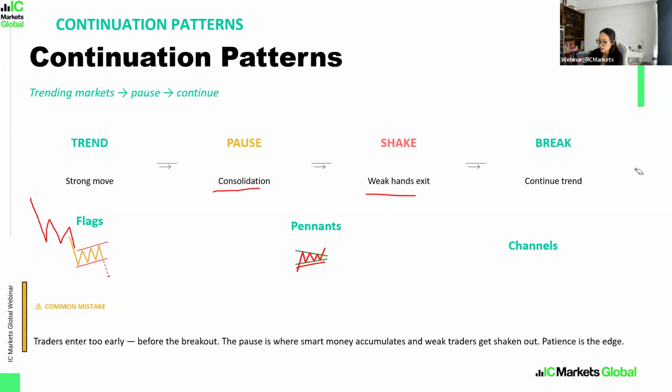Erase. Okay. And then we have the channel. To me, channel is similar to flag as well.